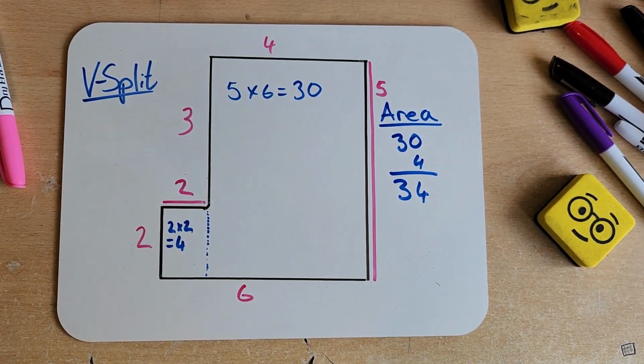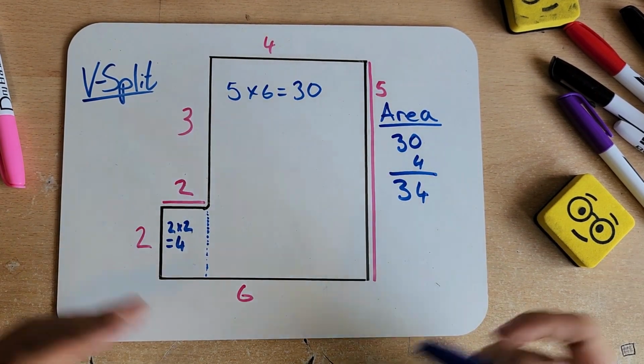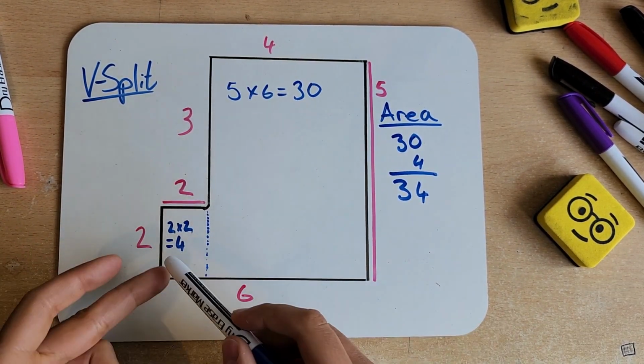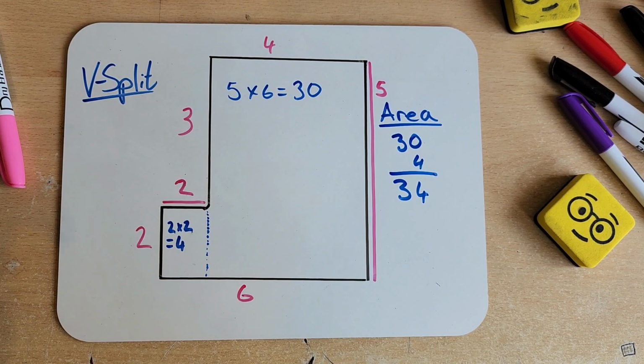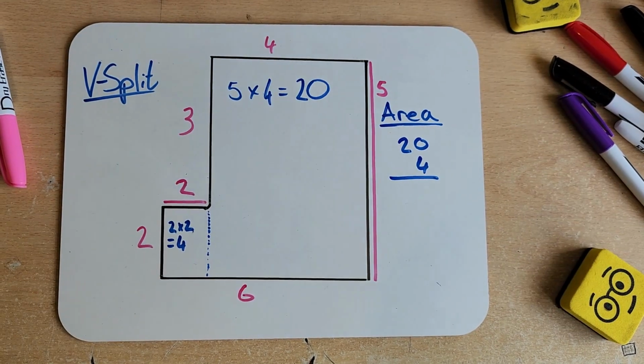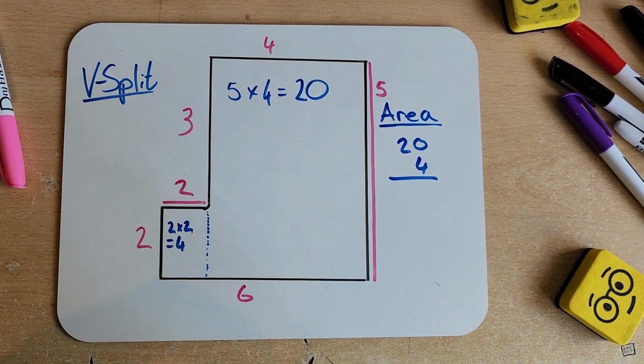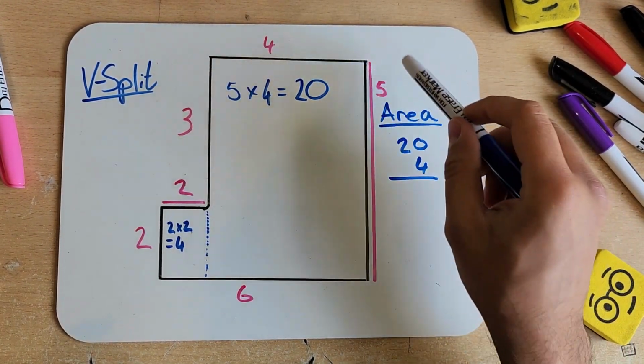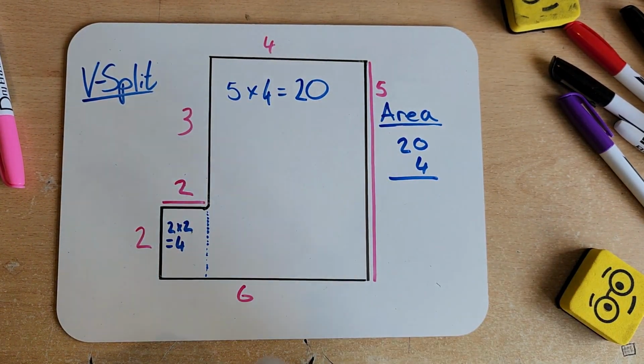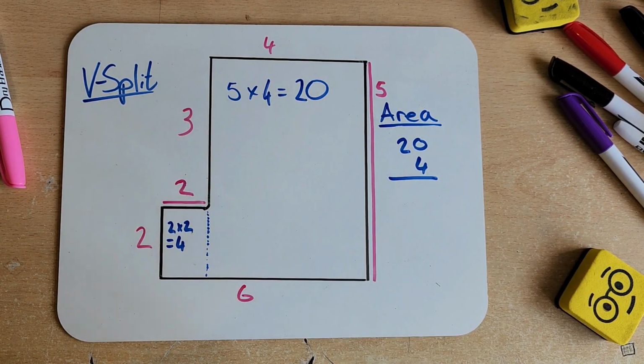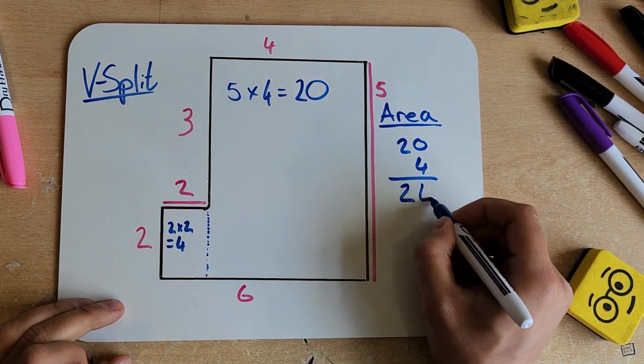Okay, so first, let's have a look at the V split, the vertical split. 2 and 2 gives us 4. Oh, made a mistake. So I leave bits like that in there just so you know that we are all human. But this here is 4 times 5, 20. And this gives us 20 and 4. Our area will be 24.